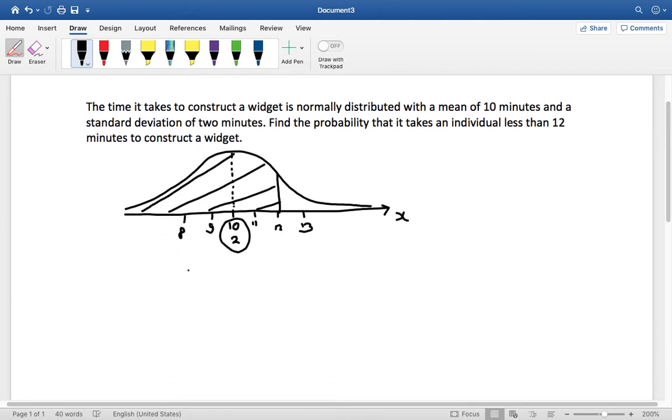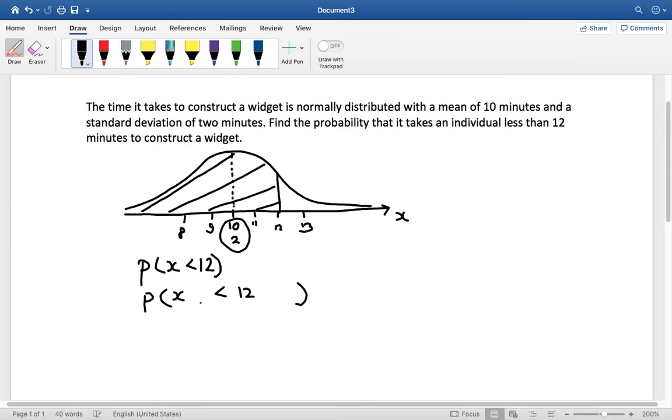Well, this is the process that we go through, and it's standard each time. We start off by saying, what do we want to find? We want to find the probability that the time it takes to produce a widget is fewer than 12 minutes. So this corresponds to this area in here. I'll write that out again, and I'm going to space it out a little bit so you can see the little trick I'm going to use.